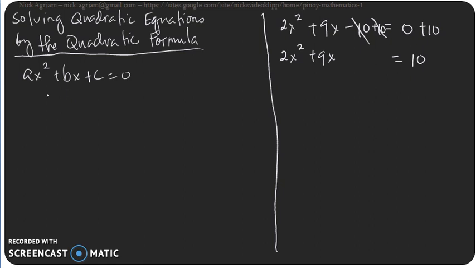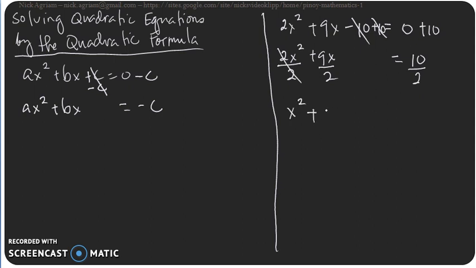Then we will do the general form also. We don't want to have c, the constant, so we subtract both sides of the equation by c. Then that will be 0. Then we have ax squared plus bx is equal to negative c. And then the a, we don't want a there. The numerical coefficient of x squared should be 1. So I will divide all terms by 2. So this one will be x squared. You see that now it became 1. And I have 9 half x is equal to 5.